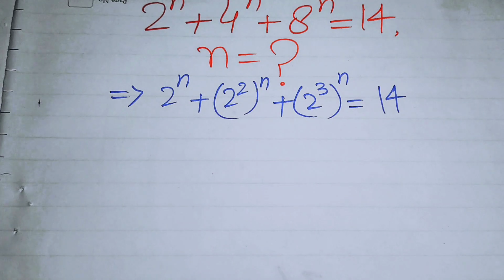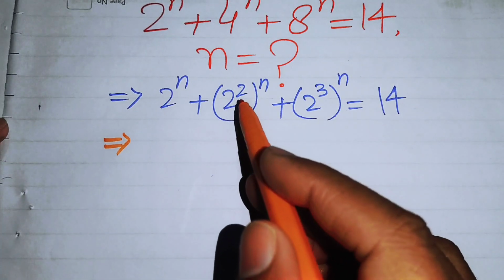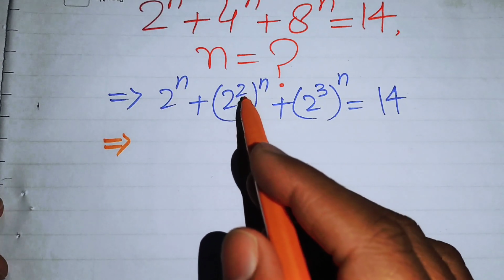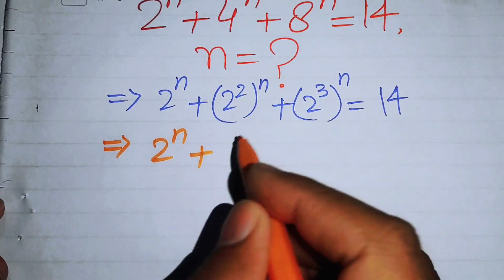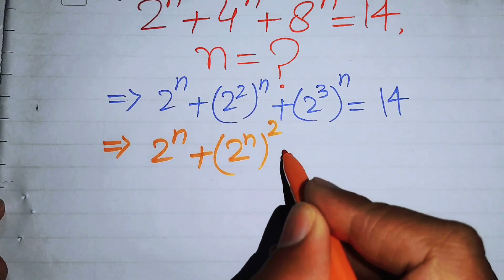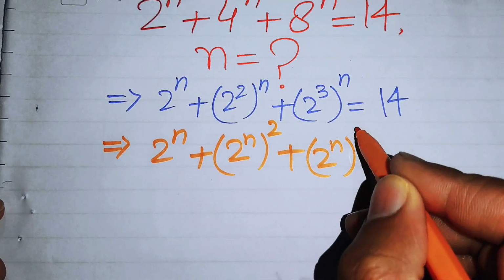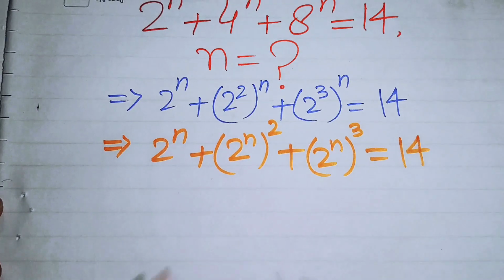Now in the next step we rewrite this equation, because here we use the exponential law: if we have an exponent to an exponent, then we interchange these two exponents and we get the same answer. So we interchange the exponents and write 2 to the power of n and its whole square, plus 2 to the power of n and its whole cubed, equals 14.